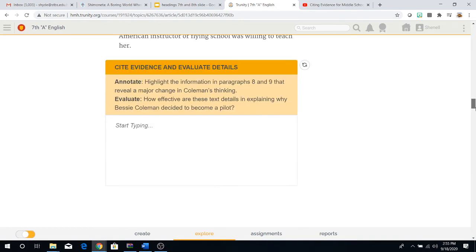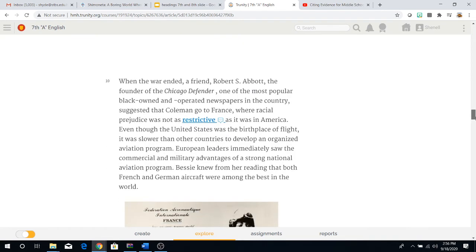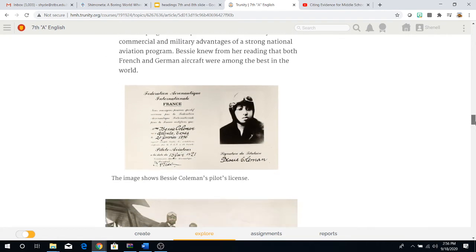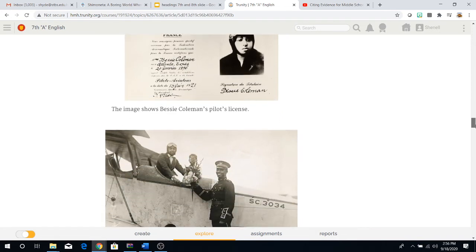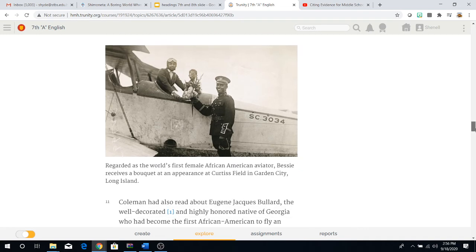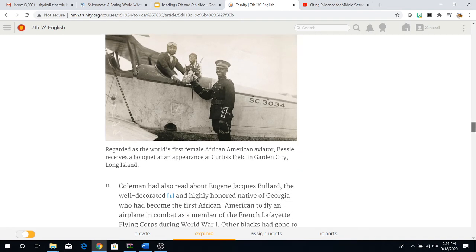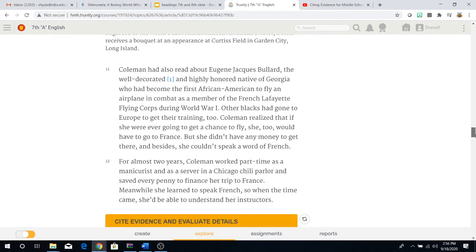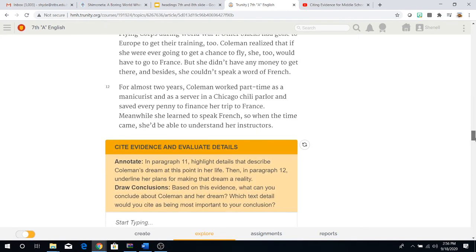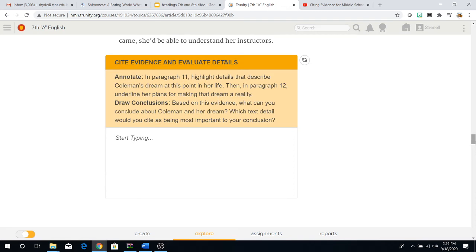Once you're done with that, we continue with the reading to paragraph 10, where you actually get an image of Bessie, who was one of the first female pilots. Here's another one where you can see her receiving a bouquet from someone. And then you can see in paragraph 11 and 12, you'll come to another part where you have to cite evidence once again and evaluate the details.